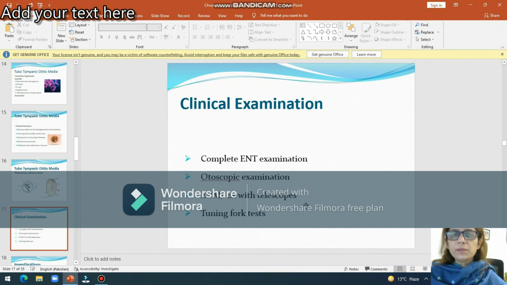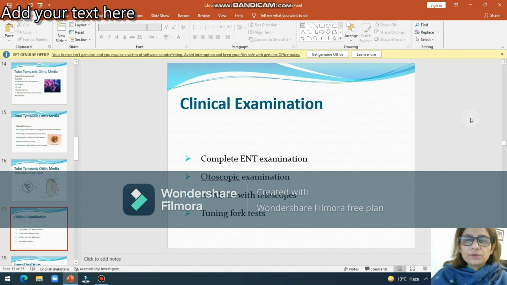Then for clinical examination, you will perform a complete ENT examination to rule out any disease of nose, paranasal sinuses and tonsils. On otoscopic examination, you will see a central perforation, and you will confirm your diagnosis by examination under microscope or examination with the help of telescopes.